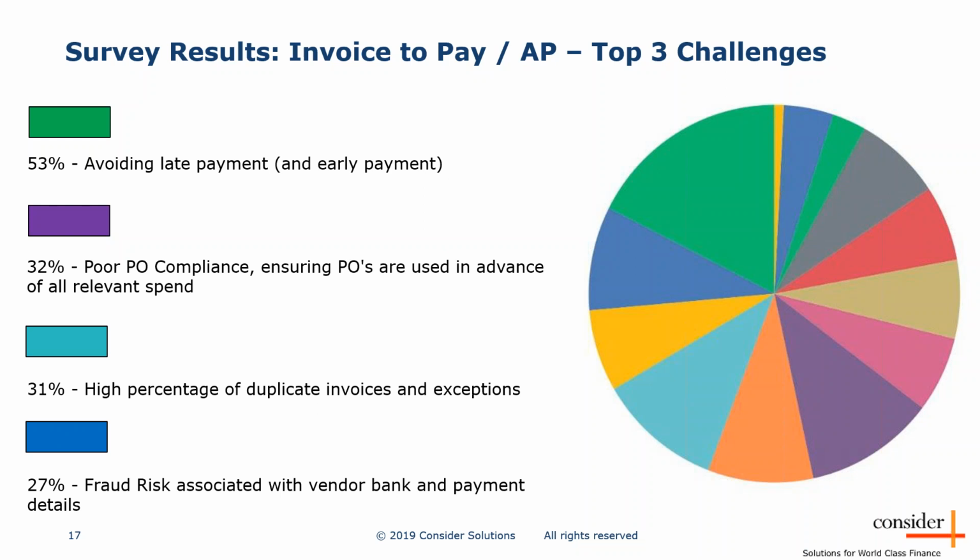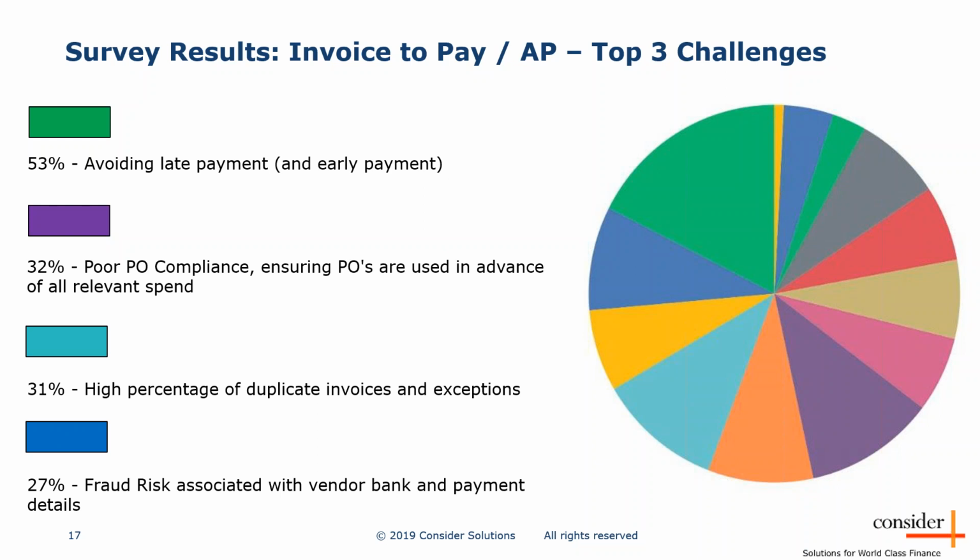Again, is that a symptom or a cause? I think most of us know that late payment is usually the symptom of other issues about the processing time of getting invoices in, being able to match them to POs, and making sure that we have valid master data. But still, it's really important. That's regarded as a top issue. Number 2 is poor purchase order compliance. So making sure we have purchase orders used in advance of all relevant spend. 32%.